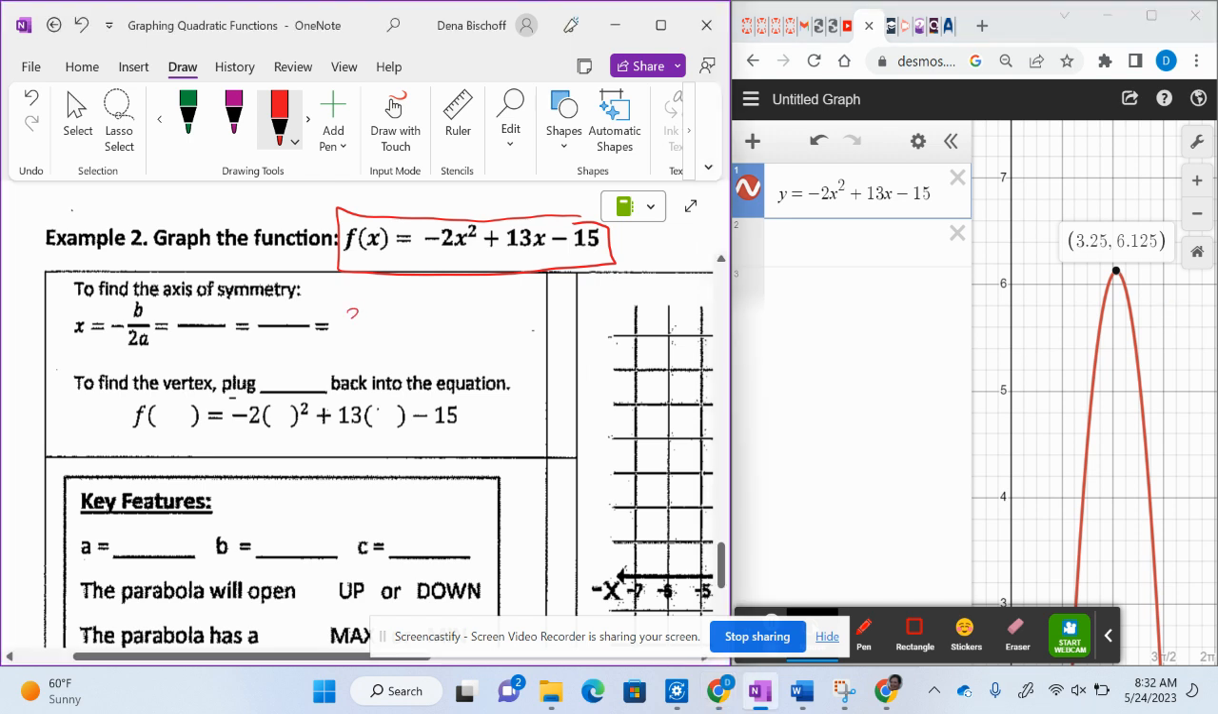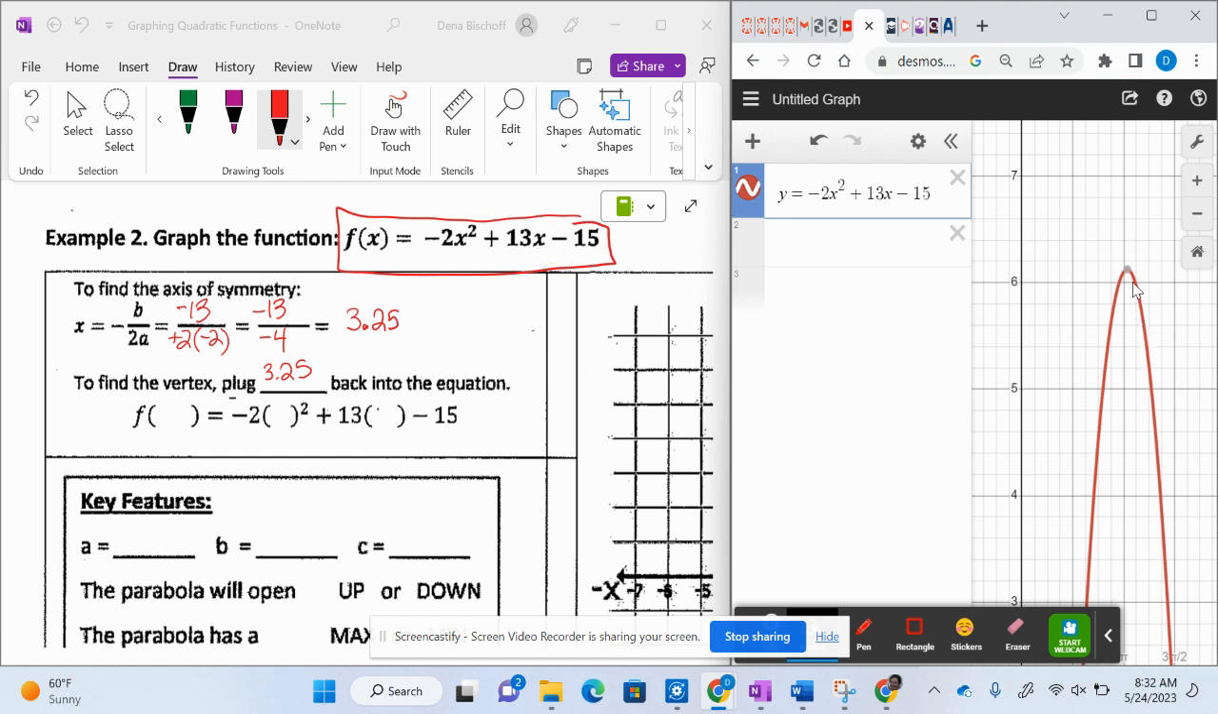Yeah, x equals 3.25. The numbers that you put in here are going to be negative 13 and, sorry, positive 2 times negative 2, which gives you negative 13 over negative 4, and a negative divided by a negative is a positive. That's how you figured it out, but really we didn't. We just used our graph, okay? When we take this value of 3.25 and we plug it back into the equation, what's our output going to be? What's that number right here next to the vertex, like the vertex ordered pair? What's the output, the y value?